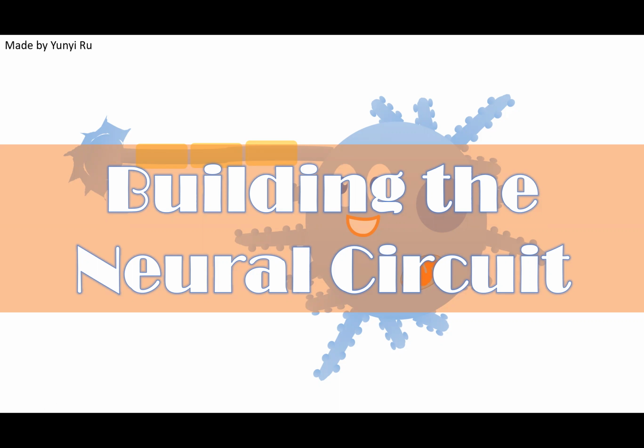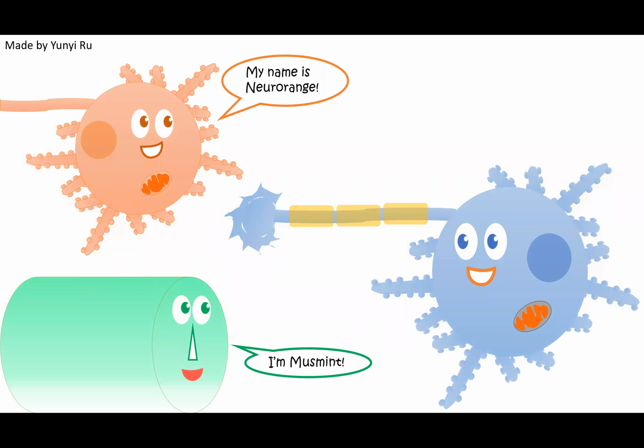I am a neuron. Last time I talked about my basic structure and components. Today I will talk about the way I find and communicate with my peers. Let me introduce my partners, Neurorange and Musmint. Neurorange is a neuron, and Musmint is a muscle cell.